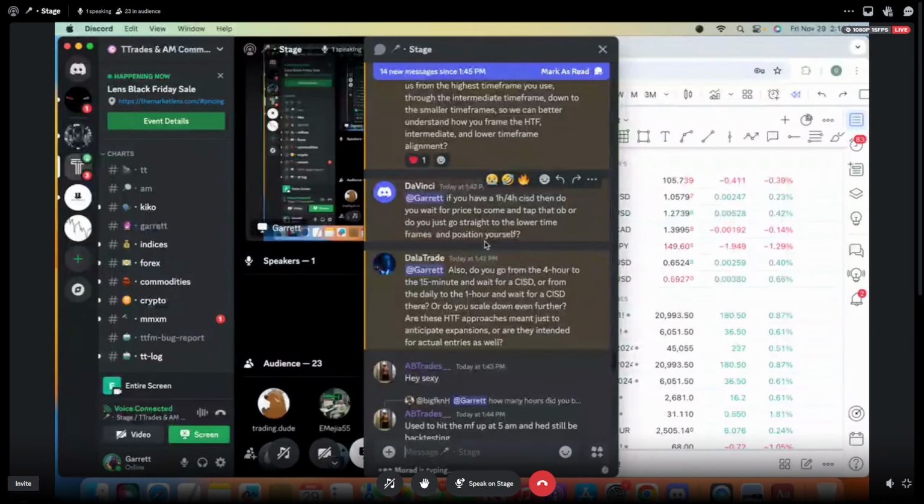Also, do you go from the 4 hour to the 50-minute and wait for CSD? Or from the daily to the 1 hour and wait for CSD? Well, if you're gonna use time frame alignment, then yeah, that is the time frame alignment. I don't have a strict time frame alignment. I like to align candles more. I'm not really strict with it.